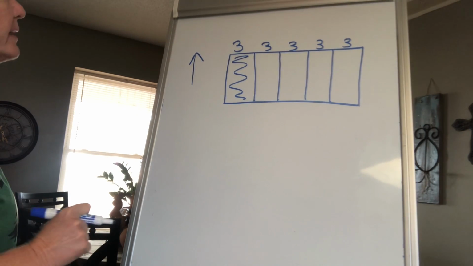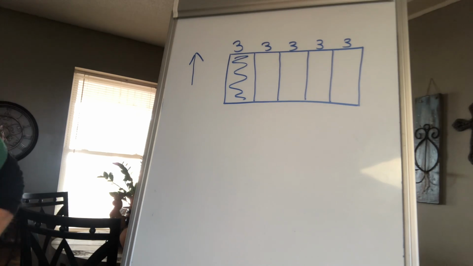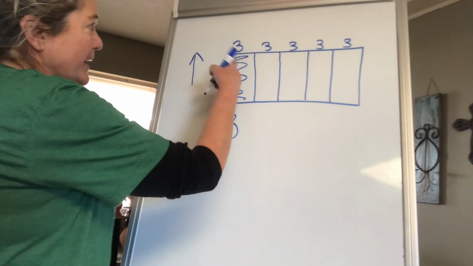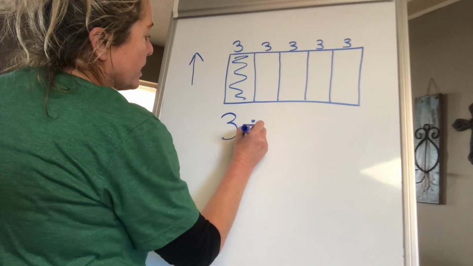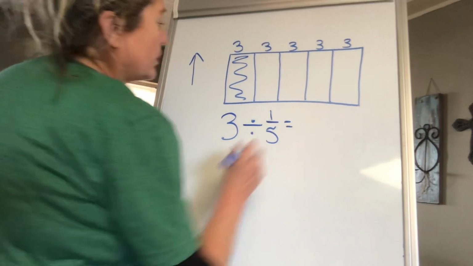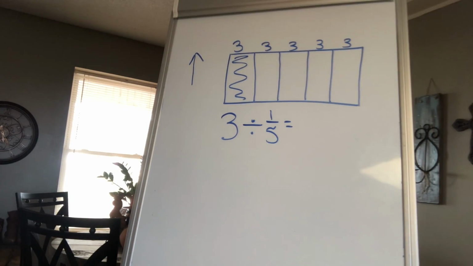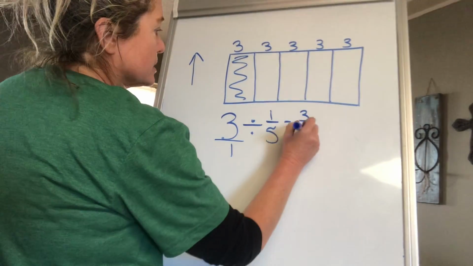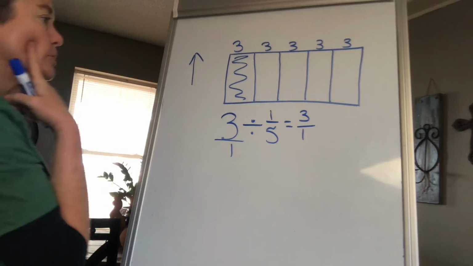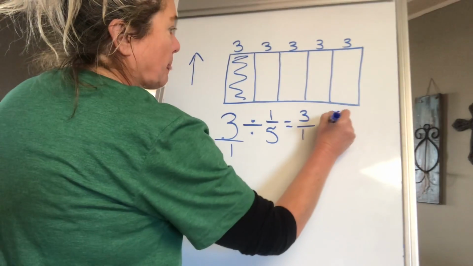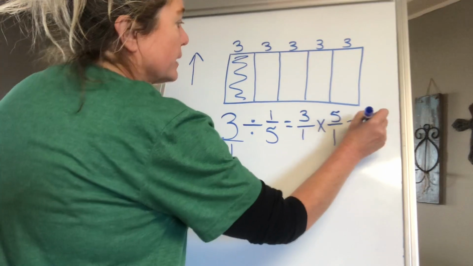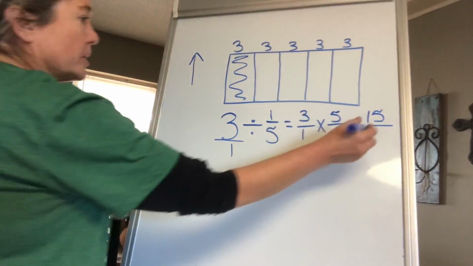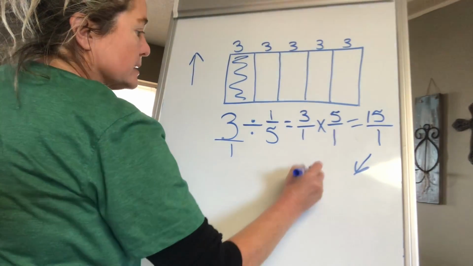Okay, so each one is 3, and that 3 was a fifth. Now, let me think about that one. If I place this over 1 and I slide across and I flip or do the reciprocal, and then we multiply. So 3 times 5 is 15. 1 times 1 is 1, which we know is 15.